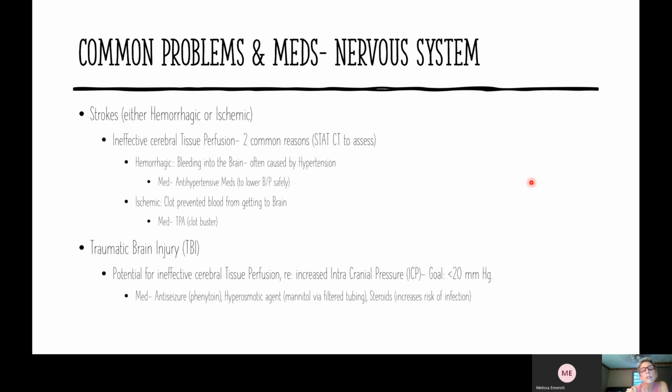So those are 2 common reasons, and that's why we get a stat CAT scan whenever someone's had a change in their mentation. If you see bleeding into the brain, that would be hemorrhagic, often caused by hypertension. So the medication class you would be concerned about would be an antihypertensive to lower blood pressure safely.